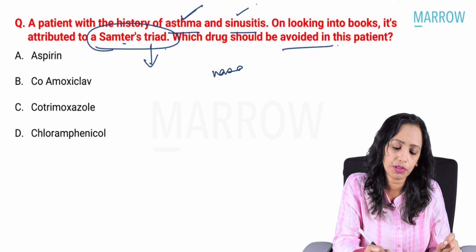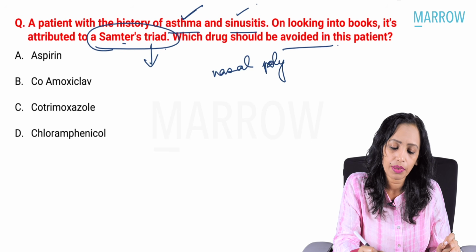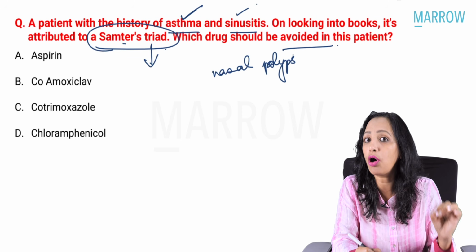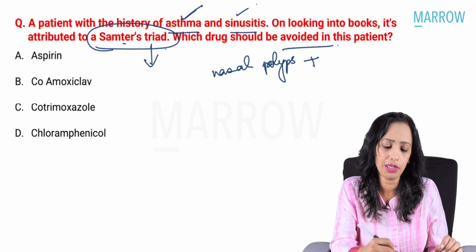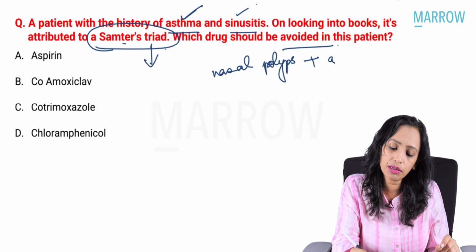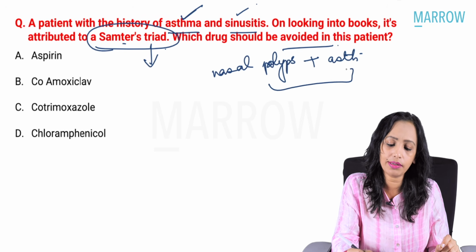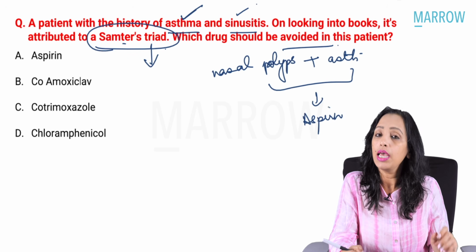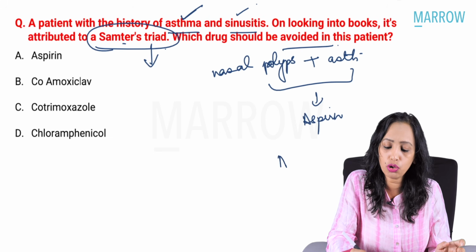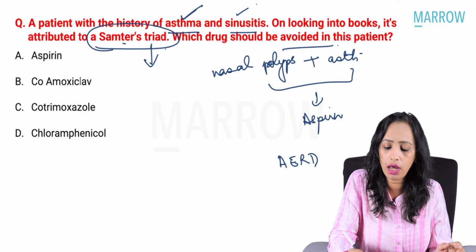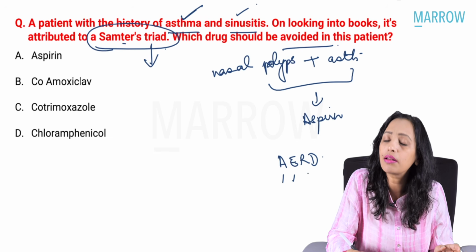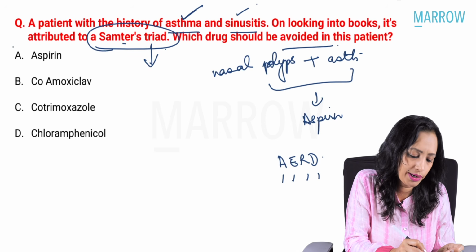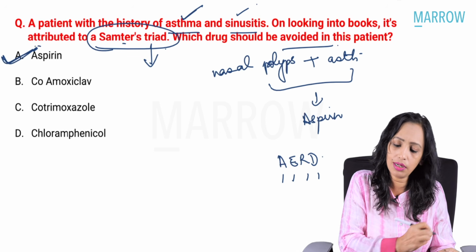Nasal polyps. Two years back this was asked, which is the component of Samter's triad. So it is nasal polyps, it is asthma, and both these are exacerbated by aspirin. So aspirin sensitivity. In other words, Samter's triad is also known as AERD, or aspirin exacerbated respiratory disease. So what drug should be avoided? Yes, aspirin. So the answer is aspirin here.